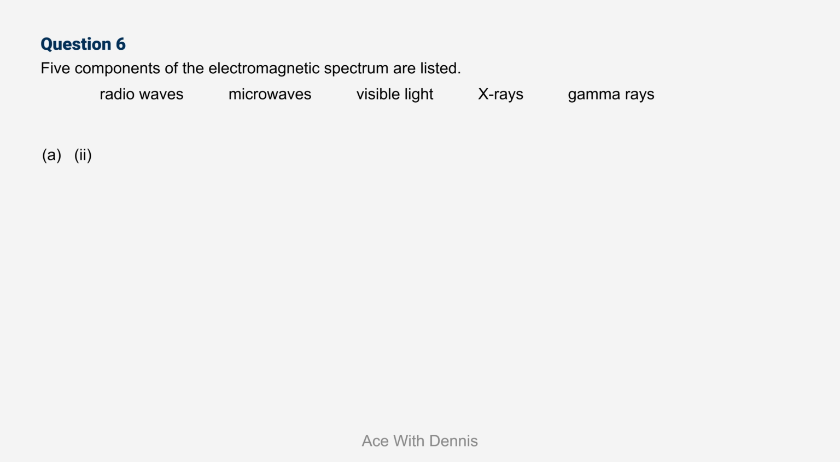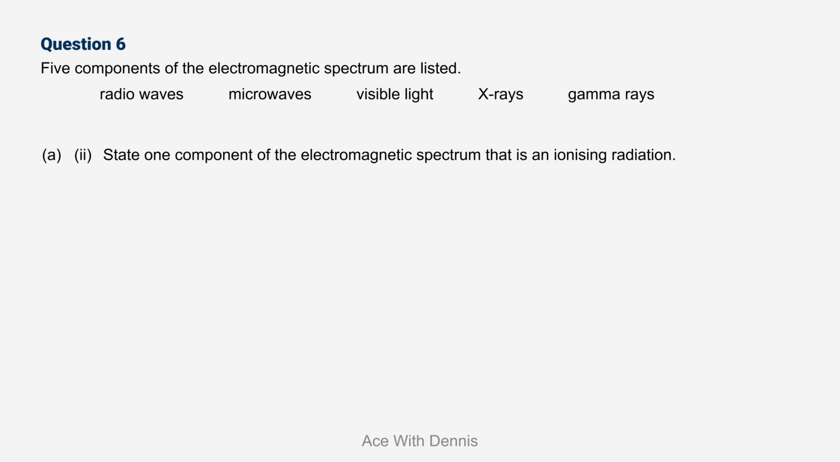Part 2. State one component of the electromagnetic spectrum that is an ionizing radiation. 1 mark. As you can check, for all the components in the electromagnetic spectrum, there are 2 components which are ionizing radiation. They are the X-ray or the gamma rays. So your answer just needs to write one of the components, which is more than enough.